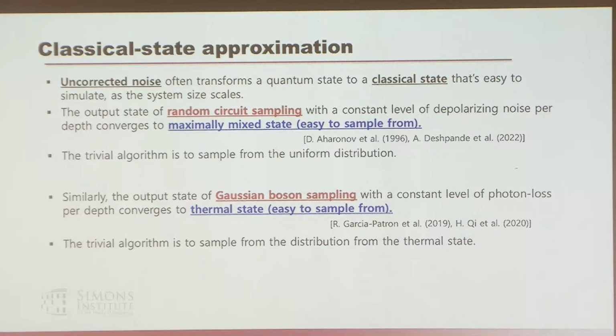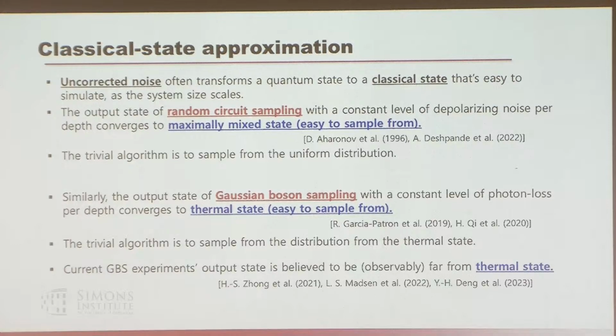OK, so again, we have this trivial algorithm. You just sample from this thermal state, because as I promised, this is easy to classically simulate. But if you want to really simulate the current experiment, like a finite size experiment, then of course this trivial algorithm may not work, because we are not in the asymptotic regime. So the output state of this noisy circuit, this lossy Gaussian boson sampling circuit, may not be sufficiently close to the thermal state. So if you just use the trivial algorithm, then you're going to have a lot of approximation error. So this may not be a good idea, and also the experimentalists specifically used some statistical tests to confirm that their output state is not sufficiently close to this classical state.